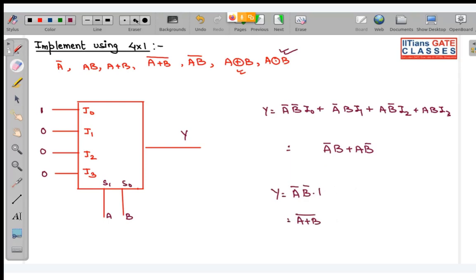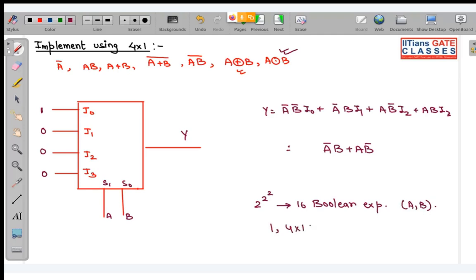So what are we noting over here? That any of the two variable Boolean expressions, that means out of these 16 Boolean expressions that can be constructed using two variables AB, a single 4 cross 1 mux can implement them. Is this clear? Tell me if this is clear or not. If this is clear, now let me tell you one more thing.